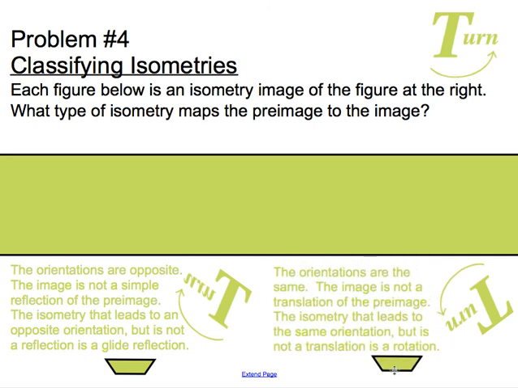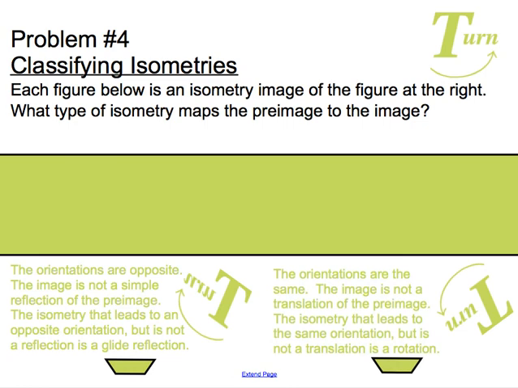And in this second case, the orientations are the same. So the image is not a translation of the pre-image. The isometry that leads to the same orientation, but is not a translation, is a rotation. So sometimes we're simply turning the figure, other times we're both turning the figure and flipping it.